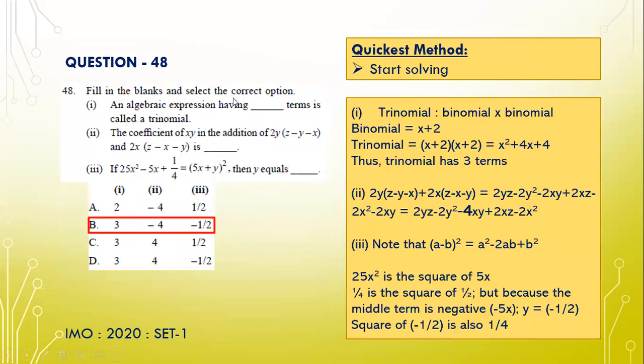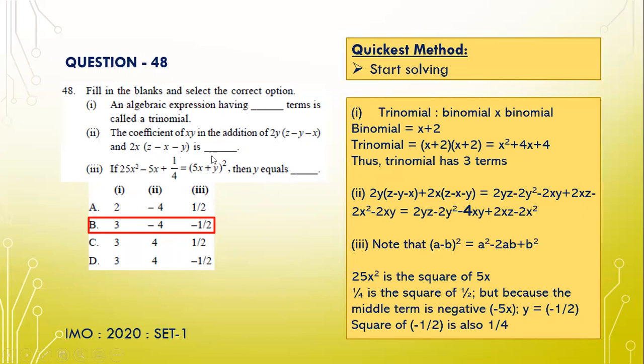Fill in the blanks and select the correct option. An algebraic expression having dash terms is called trinomial. What is trinomial? Binomial into binomial is trinomial. What is binomial? Example is x plus 2. And trinomial is x plus 2 into x plus 2, which is x square plus 4x plus 4. So trinomial has 3 terms. That's why it is called trinomial, which has got 3 terms.